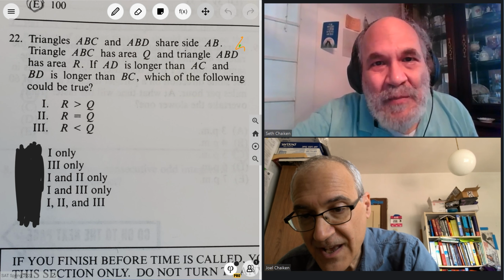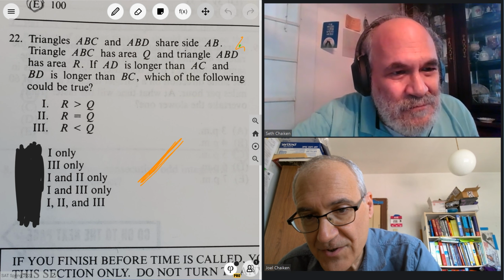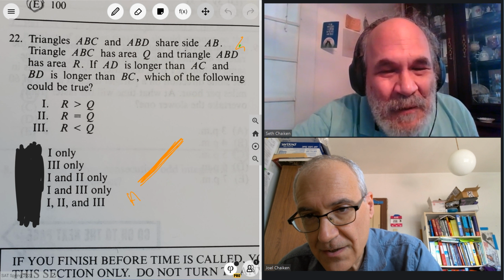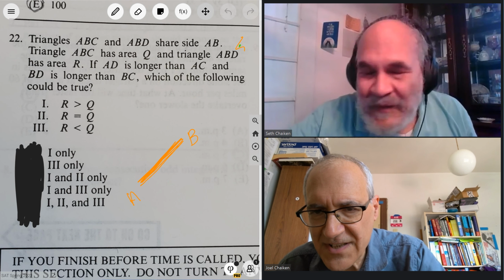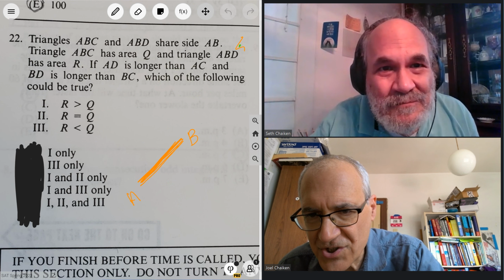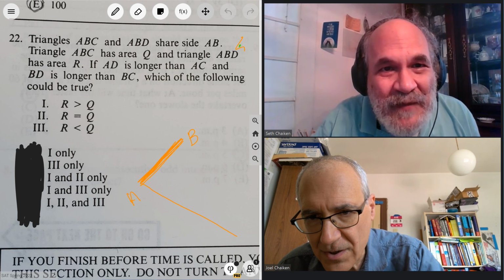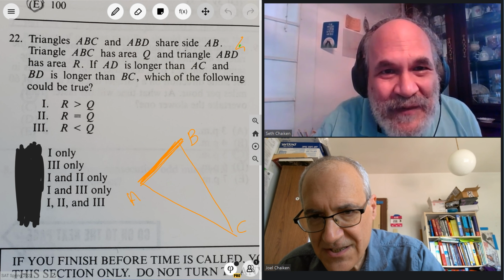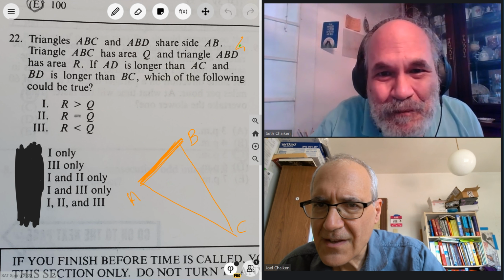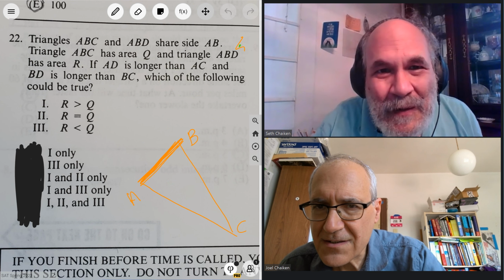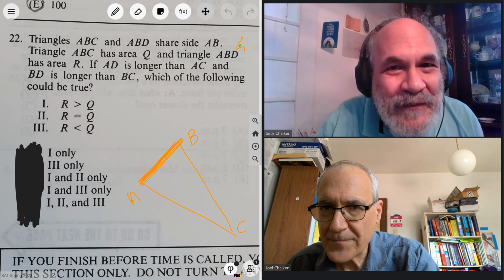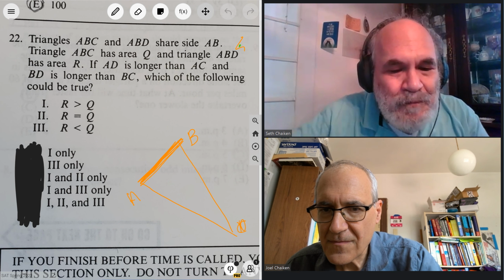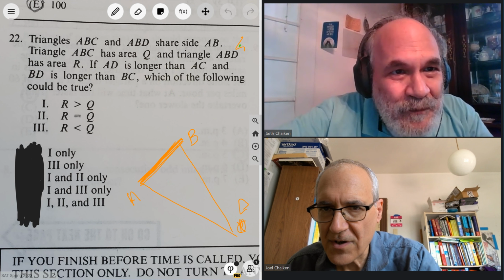So we have a triangle here. We have A and B. And now we're saying that there's a generally big triangle here, because AC. No, A. Wait. AD. Okay. AD is longer than AC.